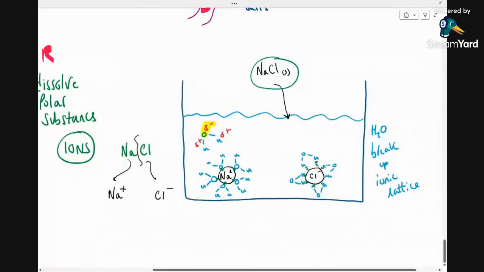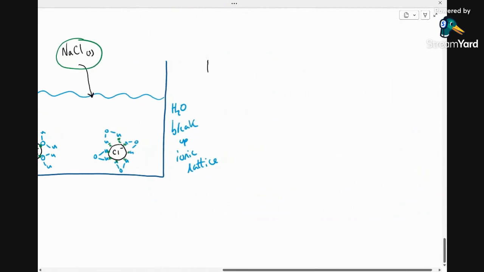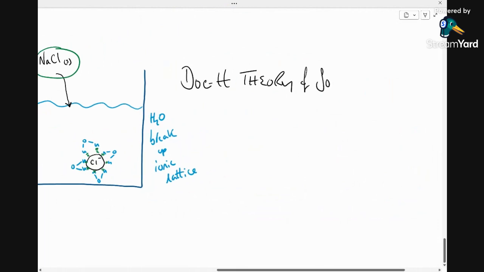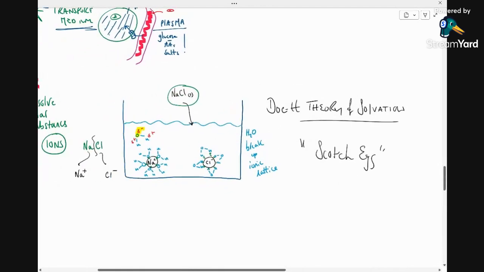This links to my theory, so I've called it the Doc-H theory of solvation. I don't know if it's mine or not. I've not seen anyone else use it. I came up with it, I think. For now, it's mine. Doc-H theory of solvation, which is that this is akin to or similar to a Scotch egg. It's a Scotch egg theory of solvation.